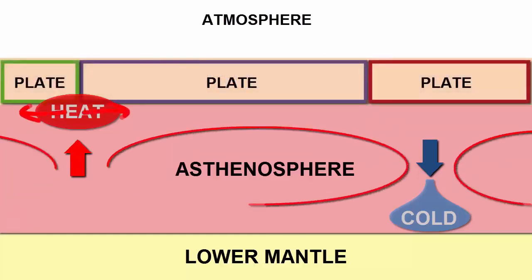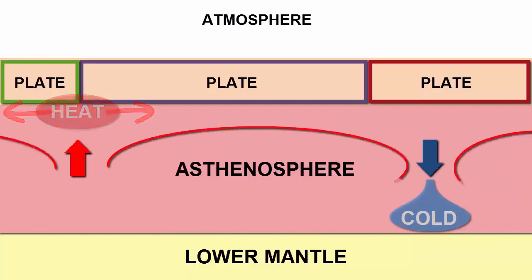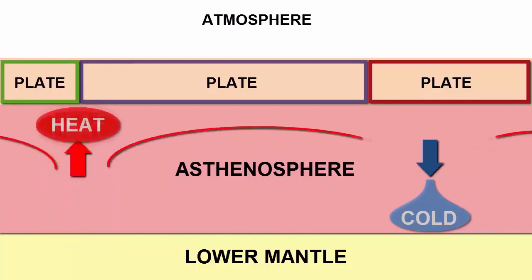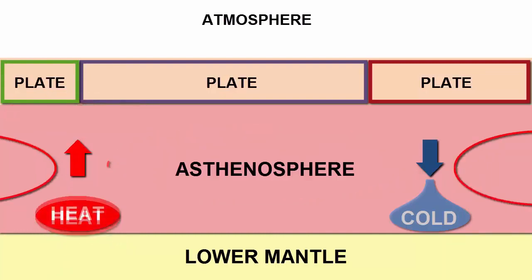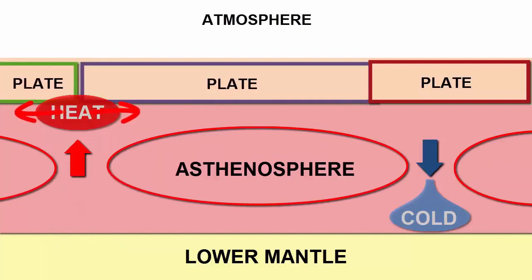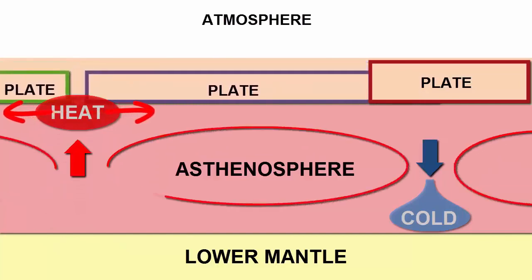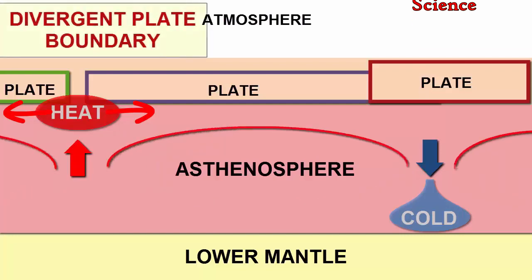Where heat rises, material must be pushed away in opposite directions to make room for the continual rising of new hot material, much like boiling water. That drags on the lithosphere above and causes it to stretch and thin and break apart. On the surface, we call the zone where two plates are moving apart a divergent plate boundary.